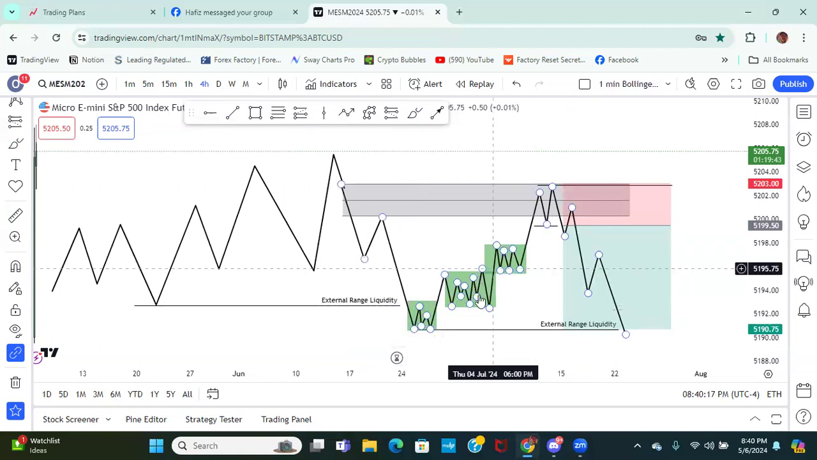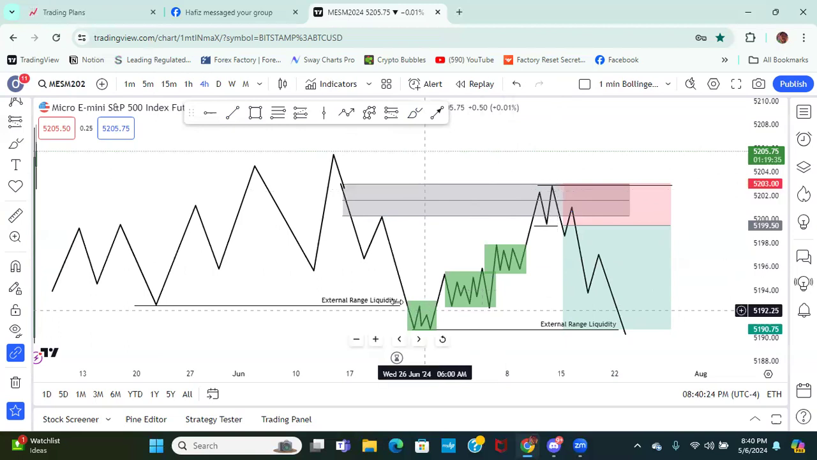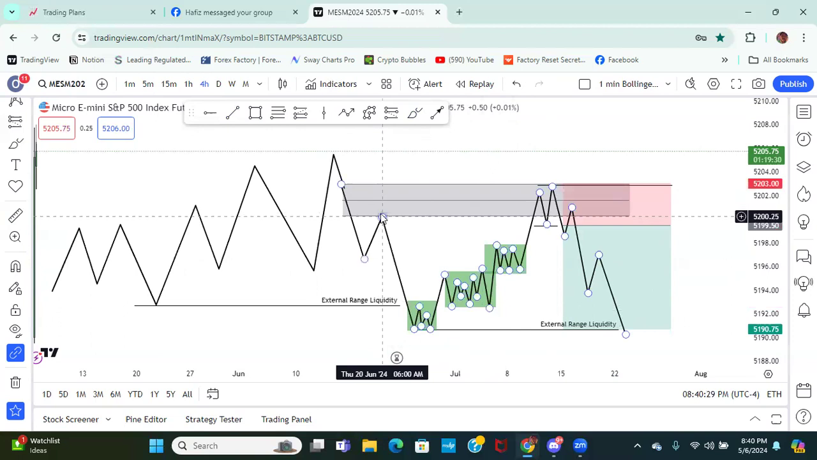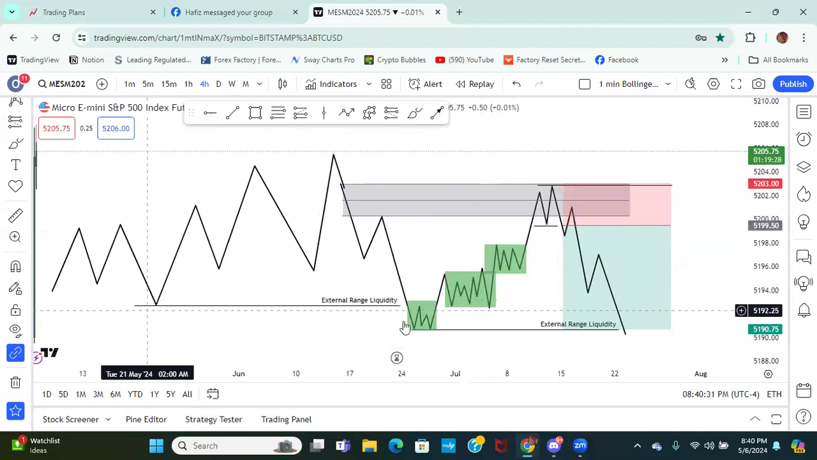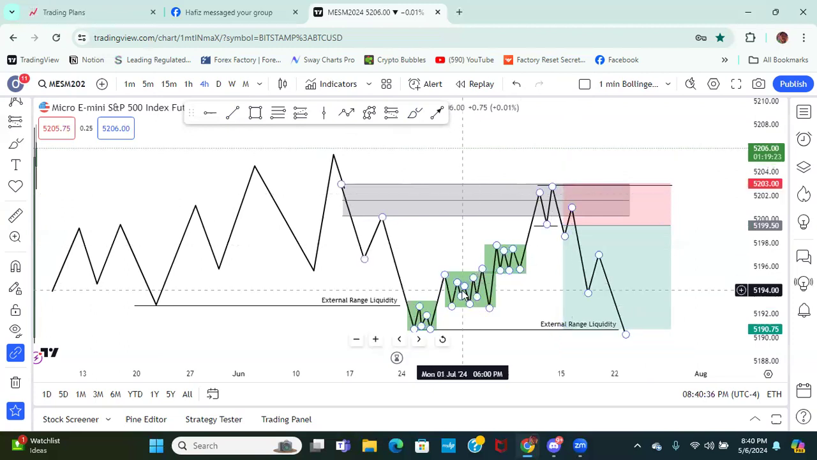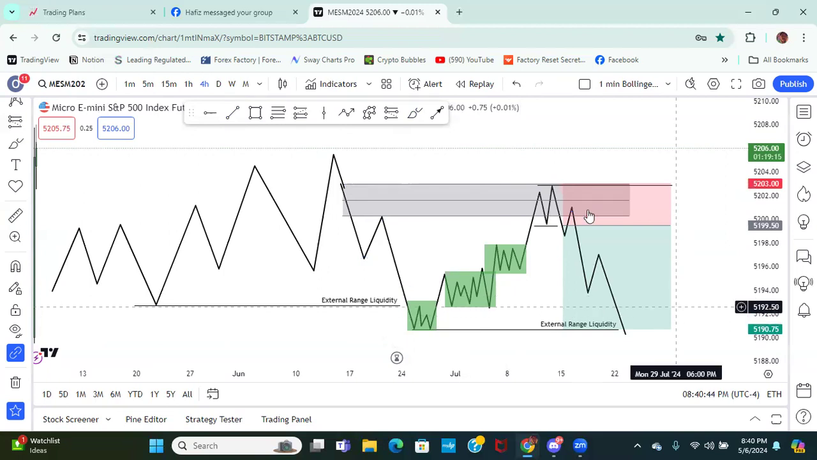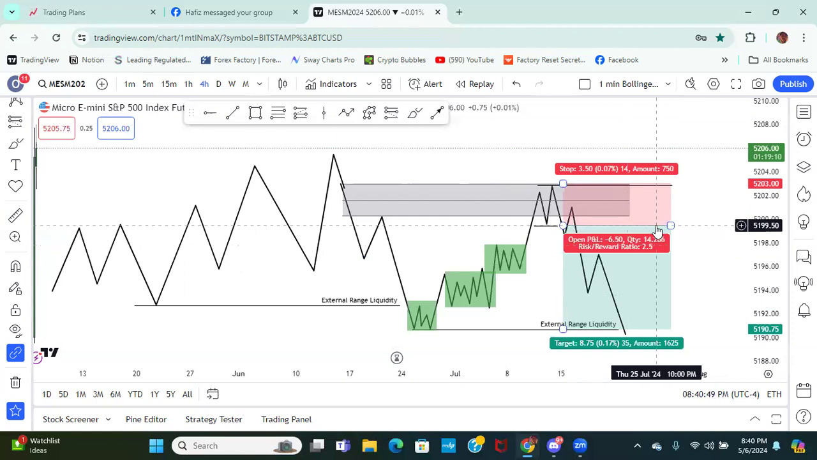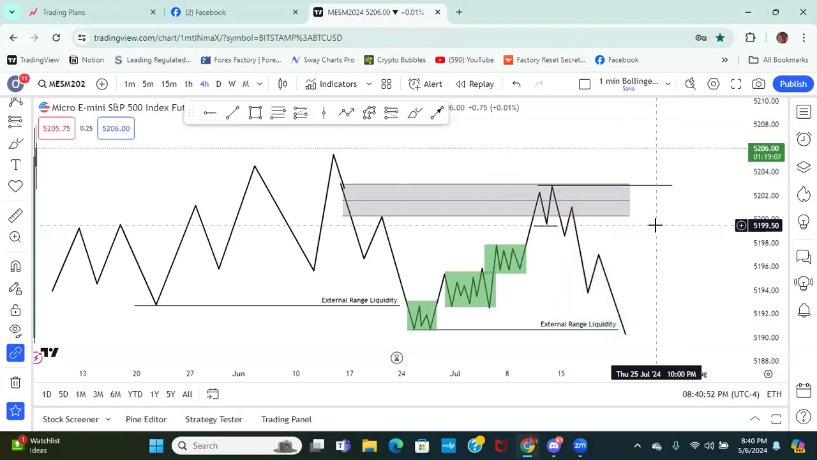Why are these not external range liquidity? These are internal range liquidities right here because they are inside of this price leg. This is the lowest low. This is the highest high. This high broke this right here. This low broke this low right here. External, external, internal, internal. That is all stuff that we can go over more in depth later if people have questions about it. But we are targeting the external range liquidity. This is one way that you can enter. Okay, that is the simplest way, but it's going to be the worst risk to reward.